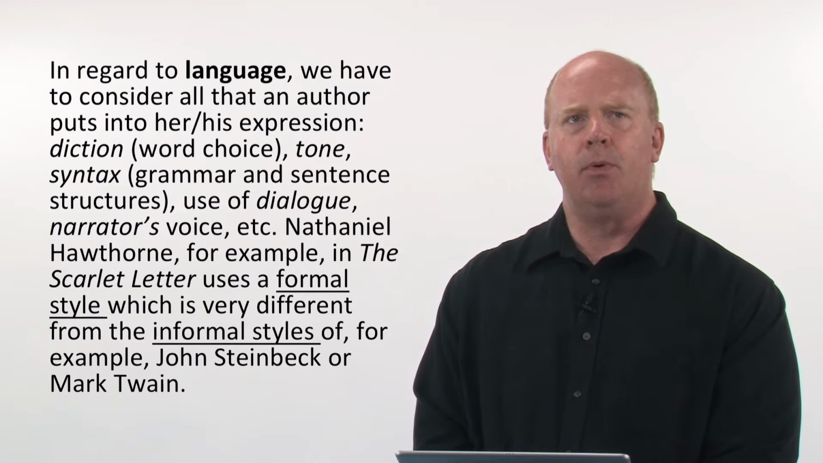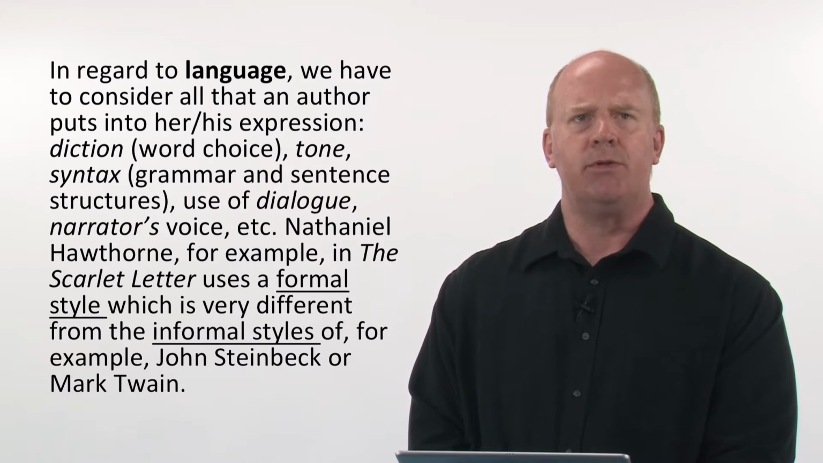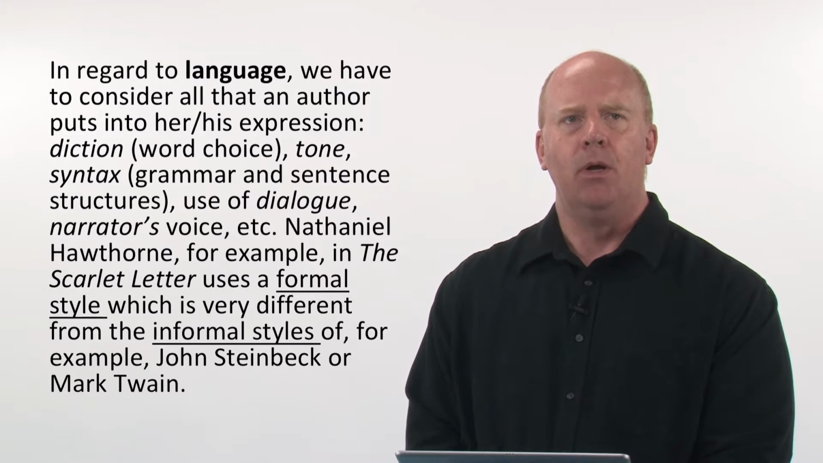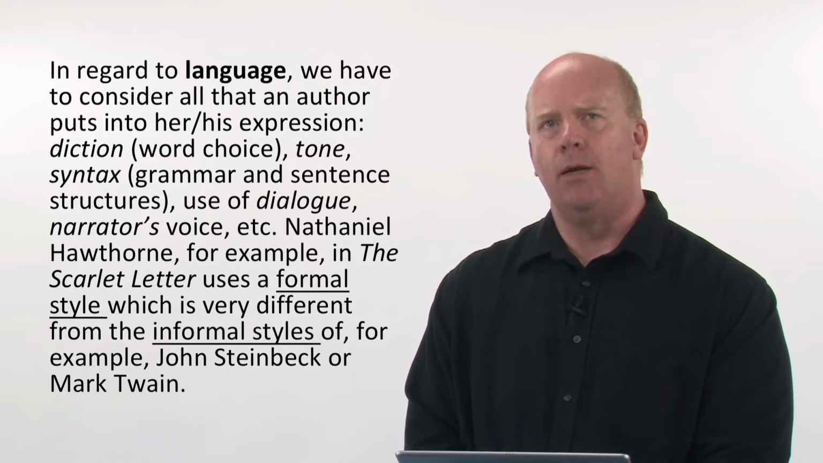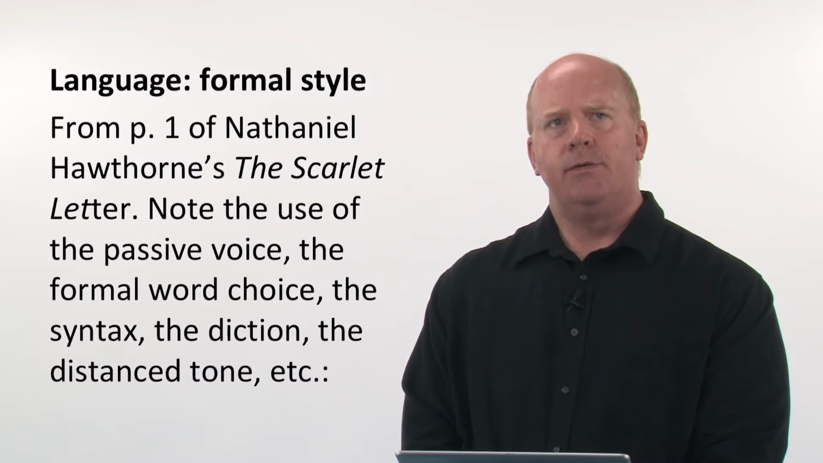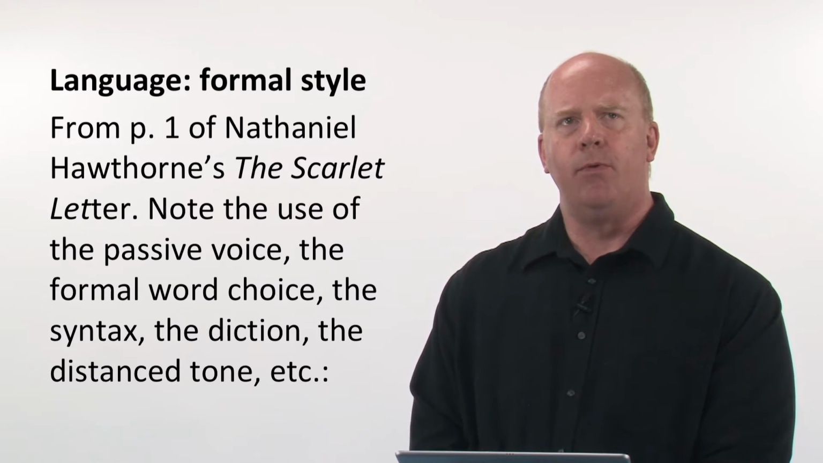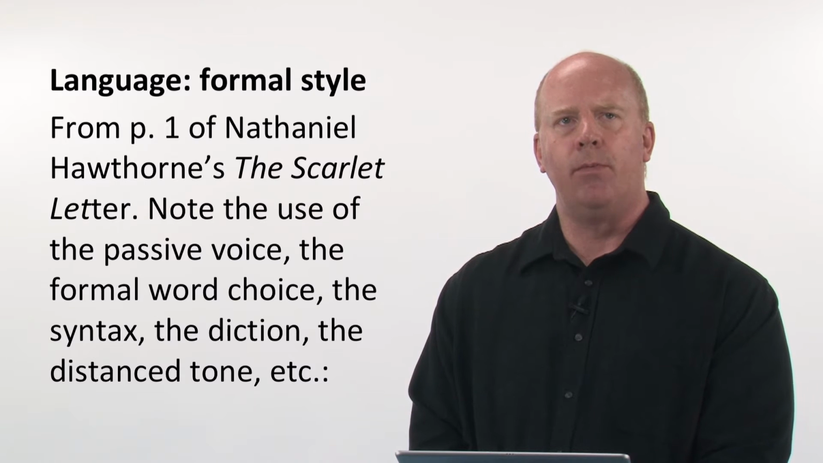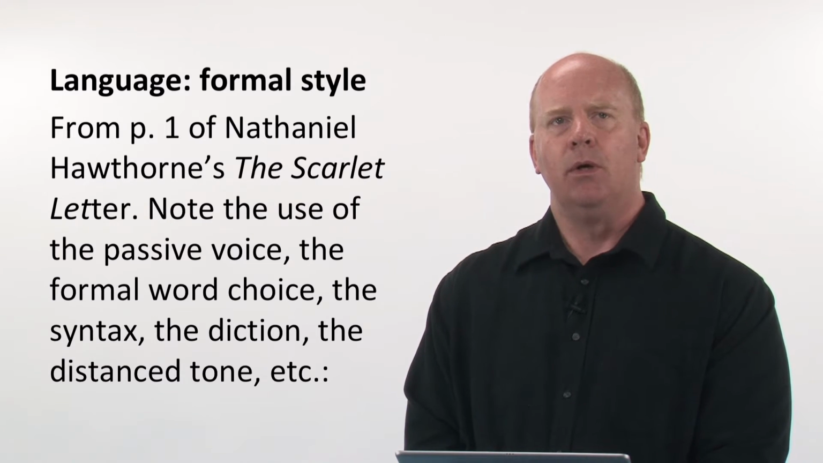Nathaniel Hawthorne, for example, in The Scarlet Letter uses a formal style, which is very different from the informal styles of, for example, Mark Twain or John Steinbeck. Let's take a look here. So this is an example of formal style. This is from page 1 of Nathaniel Hawthorne's The Scarlet Letter. Note the use of the passive voice, the formal word choice, the syntax, the diction, the distant tone, etc.